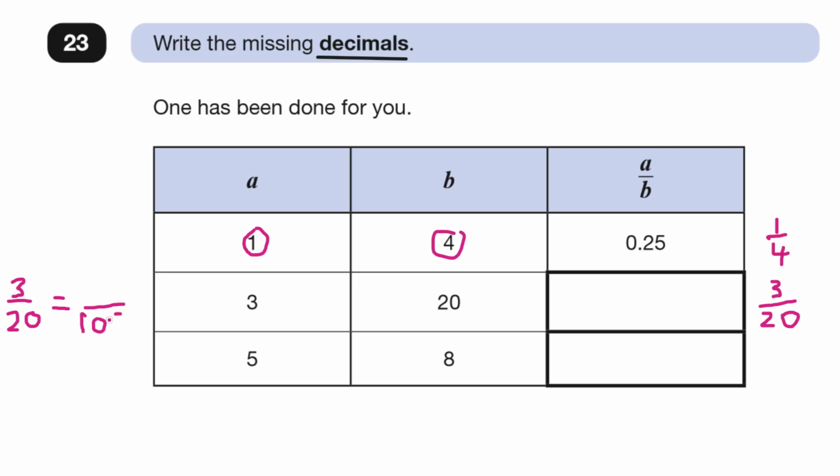Because if I know what a fraction is out of a 10 or 100, I can figure out what that is as a decimal. So 20 times what goes into 100? How many 20s go into 100? It's 5. So 5 lots of 20 go in 100. So we do the same to the top. Times it by 5. 3 times 5 is 15. So if it's 15 100ths, that means it is 0.15. That is 15 hundredths.